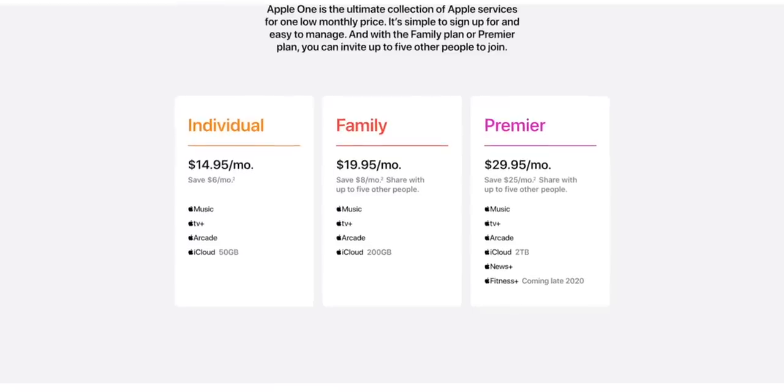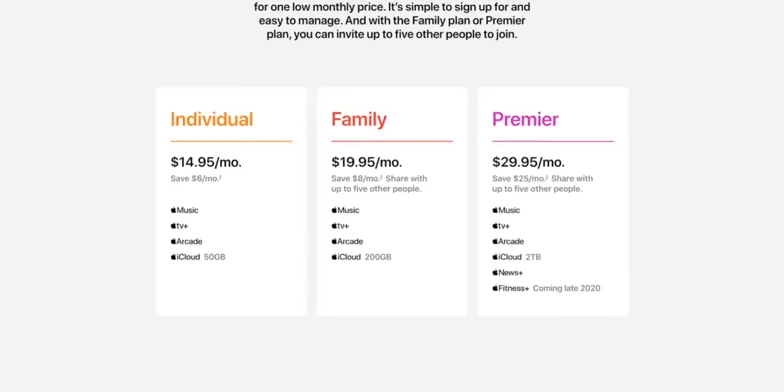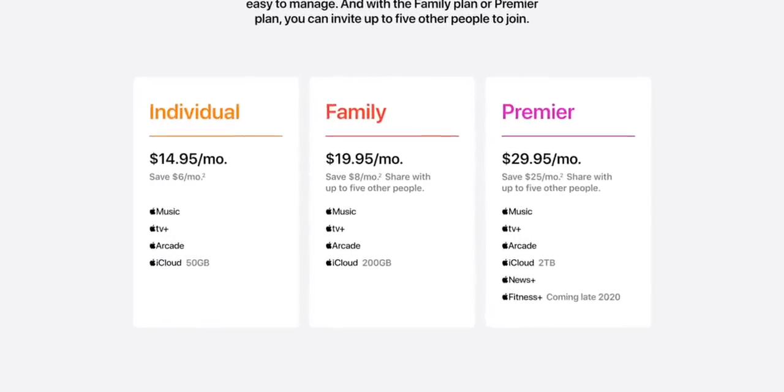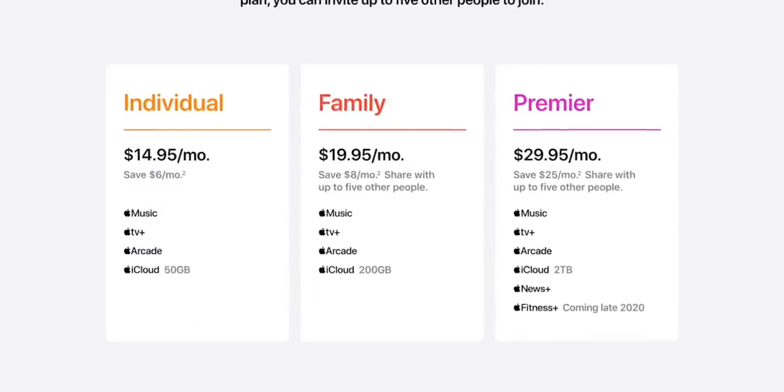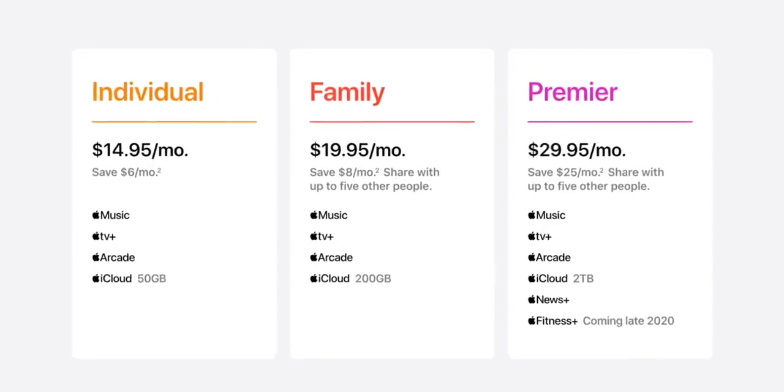But if you wanna save a little bit of money, make things a little bit more convenient for yourself or for your family, then you can get an individual subscription for $15 a month, which saves you about $6 a month if you just subscribed individually for Apple Music, TV Plus, Arcade, and then 50 gigs of iCloud storage.